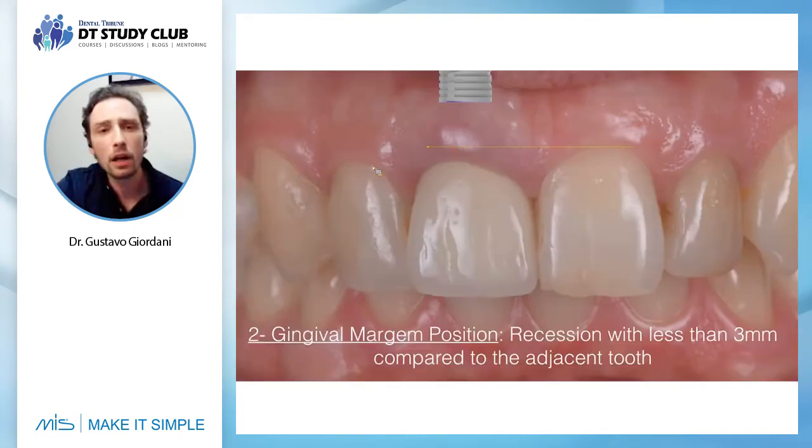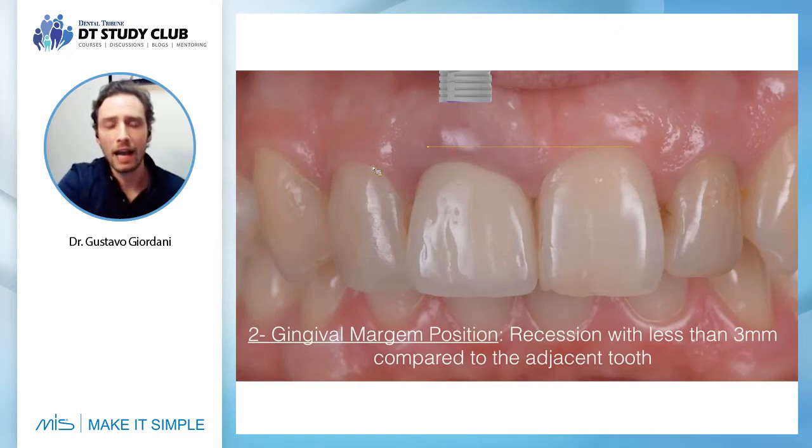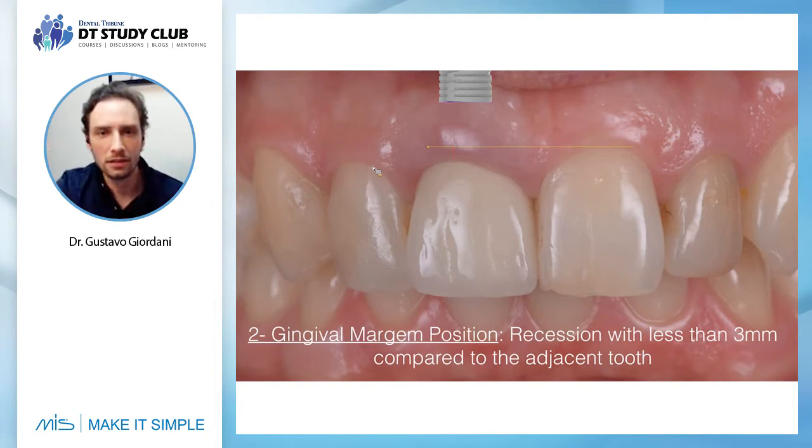Then I'm gonna look at the soft tissue. So now if I have enough bone, I need to check the soft tissue, and I cannot have a recession of more than 3 millimeters of the tooth that I'm gonna extract compared with the adjacent tooth.